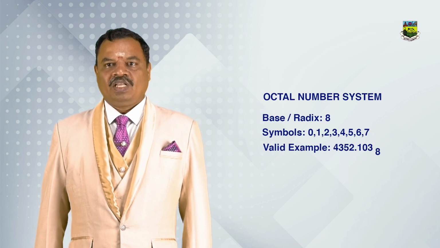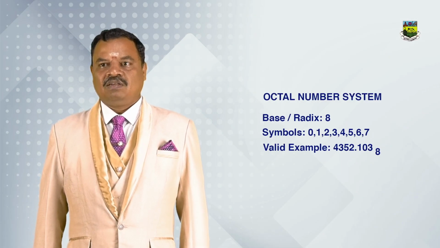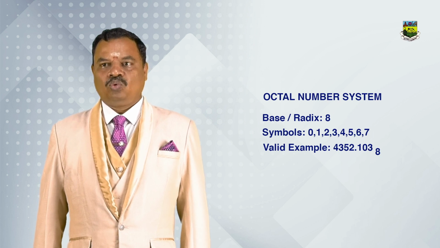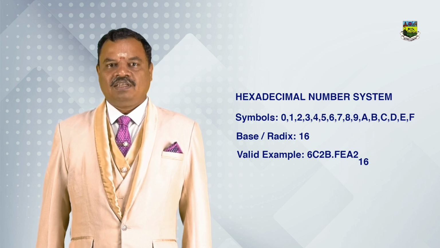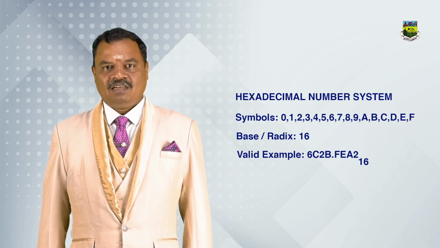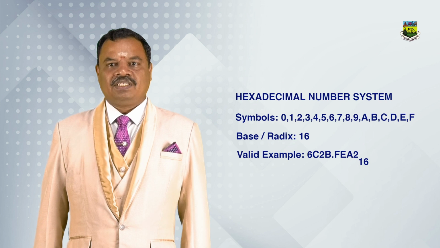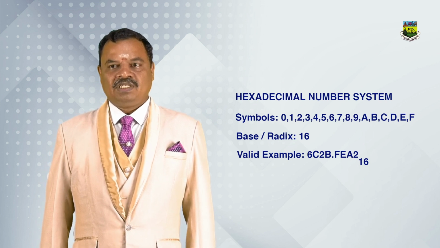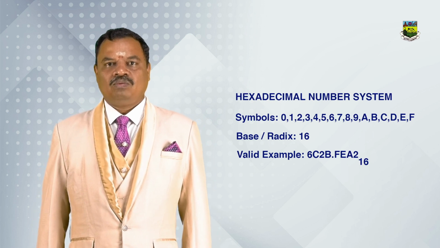For the octal number system, the base or radix is 8. The symbols are 0, 1, 2, 3, 4, 5, 6, 7, and the valid example is 4352.103 base 8. The hexadecimal symbols are 0, 1, 2, 3, 4, 5, 6, 7, 8, 9, A, B, C, D, E, F, and the base of the system is 16, and the valid example is 6C2B.FEA2 base 16.